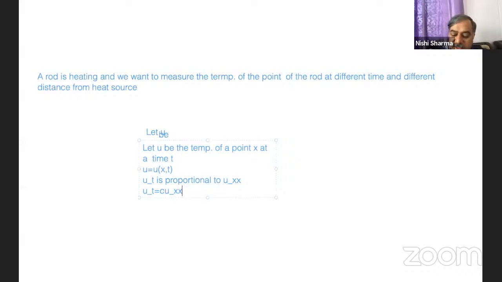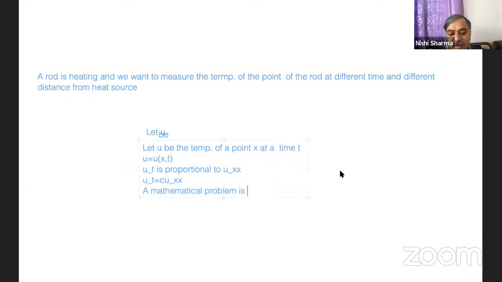Now, once we have converted our real life problem into a mathematical problem, the second step is to check whether this problem is well posed. When do we say a mathematical problem is well posed? Anybody can answer?